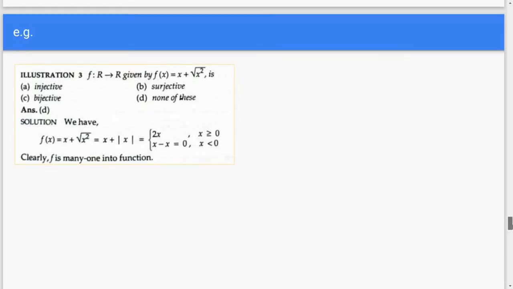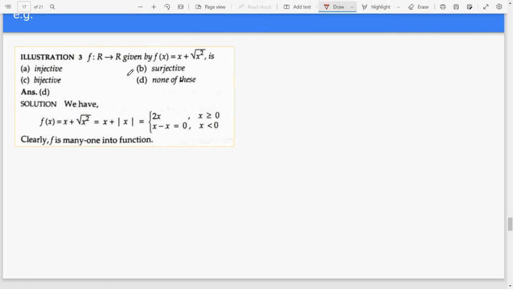Okay, let's discuss some examples of the bijection function. Suppose f: R to R is given by f(x) = x + root x square. Then is this particular function a bijection or not? If you break this function down, it will be equal to x plus mod x.